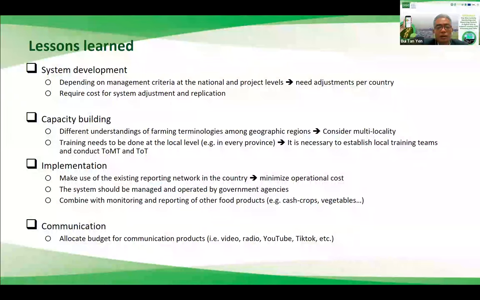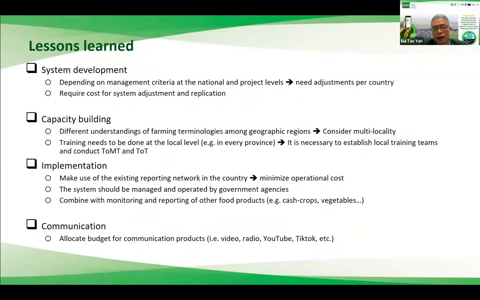As I mentioned earlier, RiceMoRe is not a new data collection technology, but it makes use of the existing reporting network in the country to minimize the operation cost. The system should be managed and operated by the government agency to ensure the data security for the country. Combining it with the monitoring and reporting of other food products is also recommended by the country.